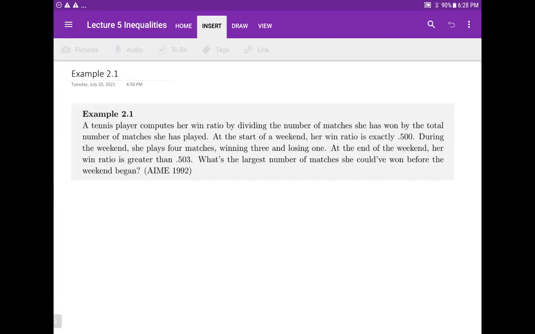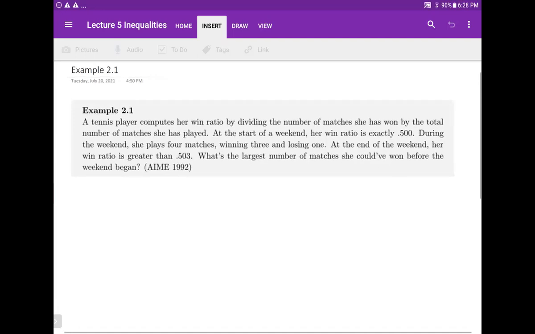All right, so here we have a tennis player who computes her win ratio by dividing the number of matches she has won by the total number of matches she has played. At the start of a weekend, her win ratio is exactly 0.500. During this weekend, she plays 4 matches, winning 3 and losing 1. At the end of the weekend, her win ratio is greater than 0.503. What is the largest number of matches she could have won before the weekend began?